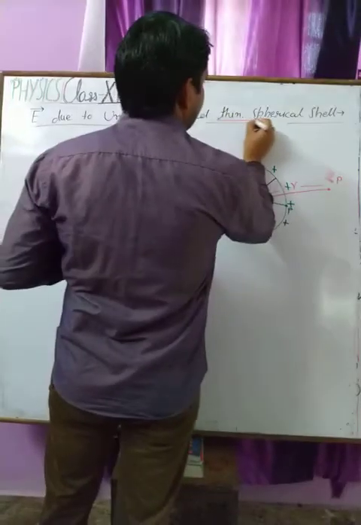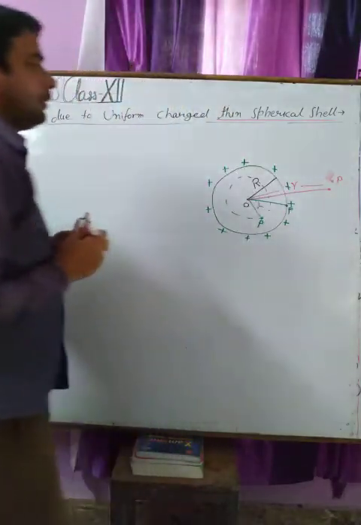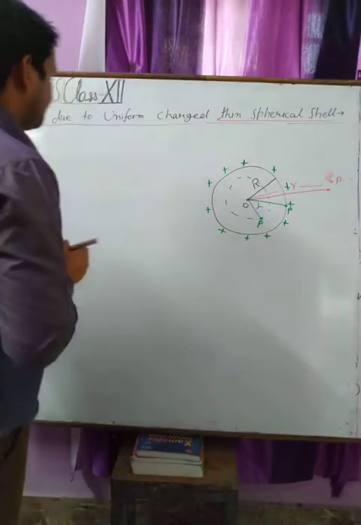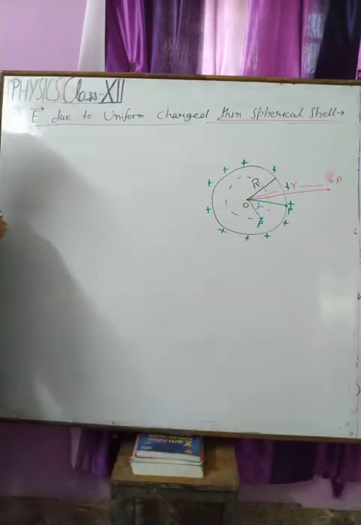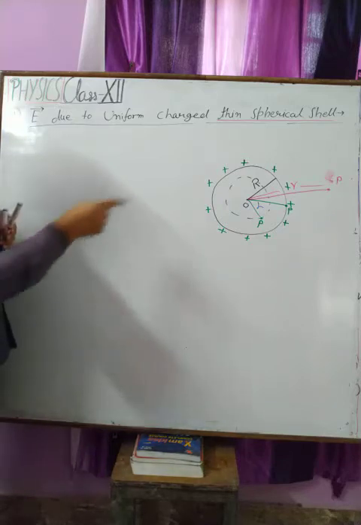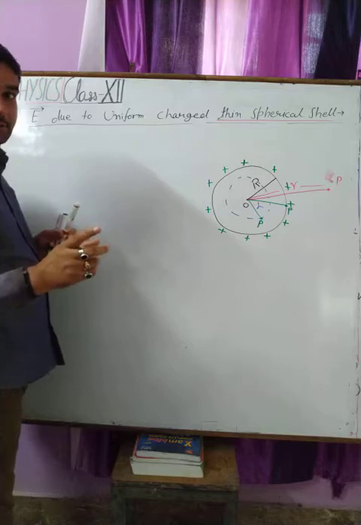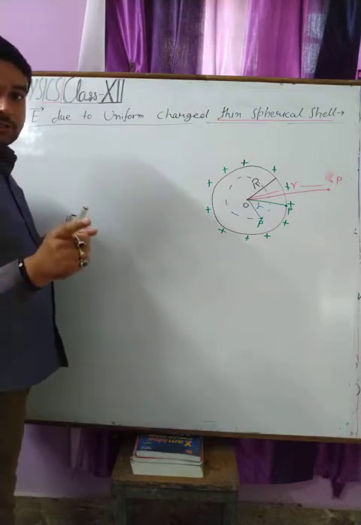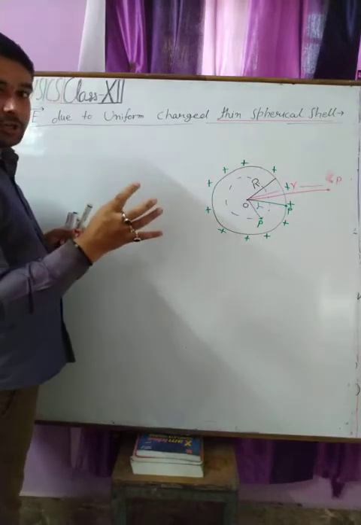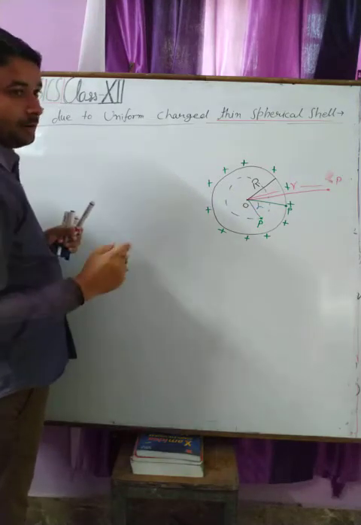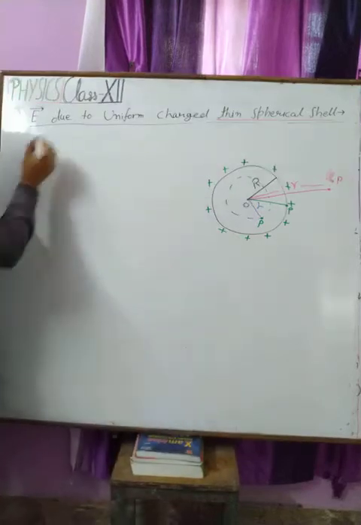Okay, students, it is a very important application based on Gauss's theorem. So first, you take a thin spherical surface which has charge equally distributed over the surface, of radius R with center O.